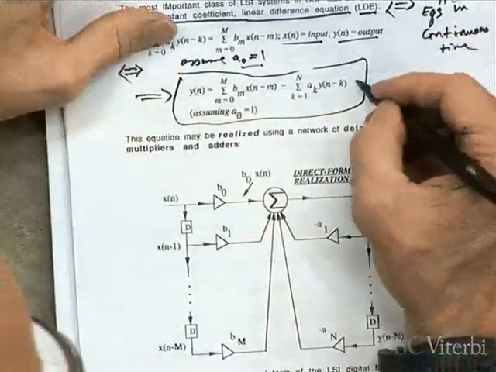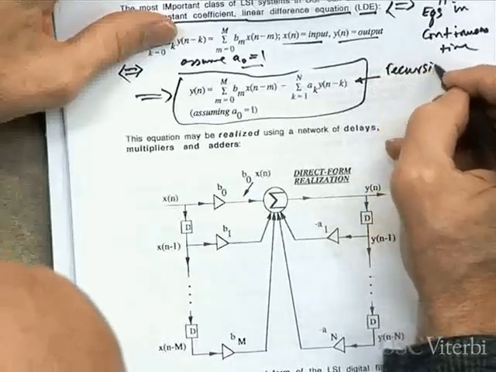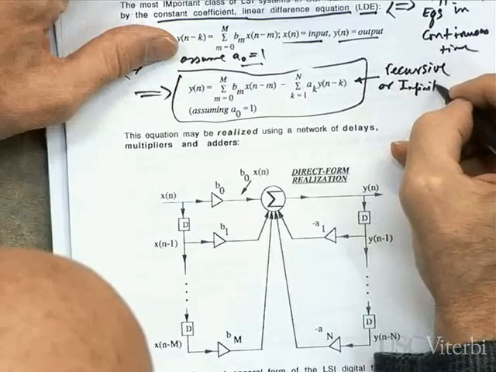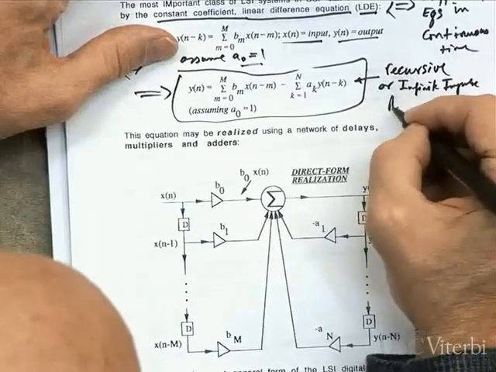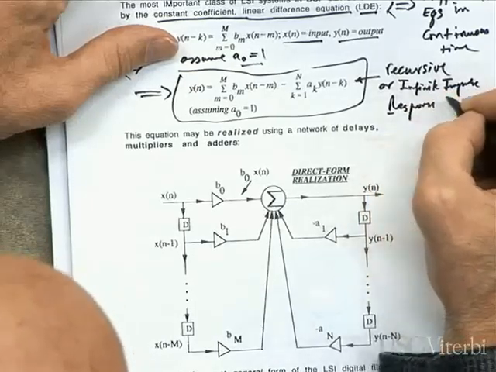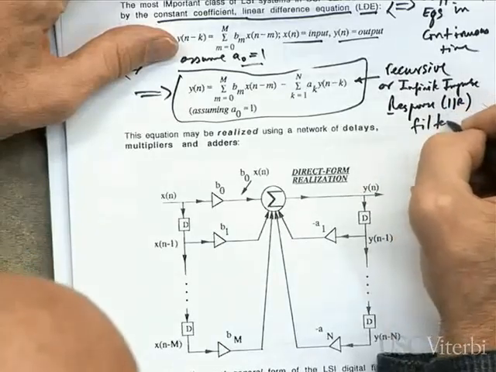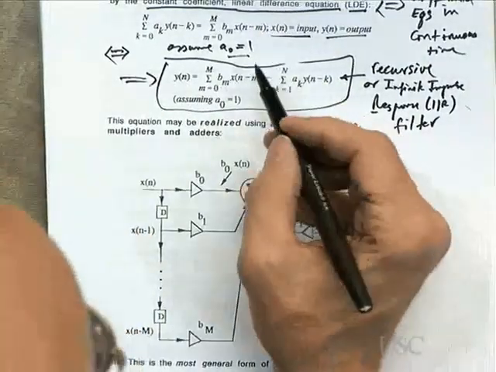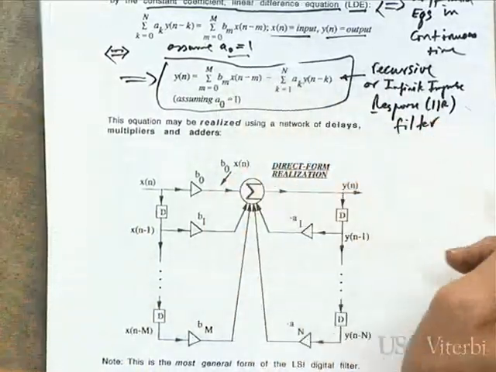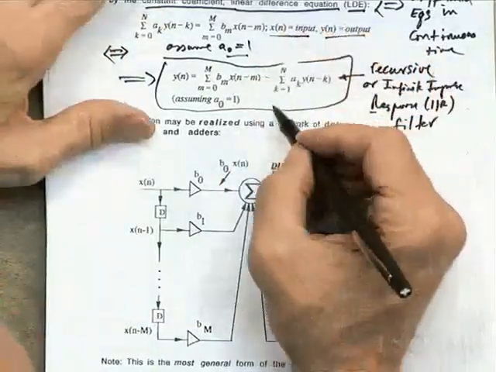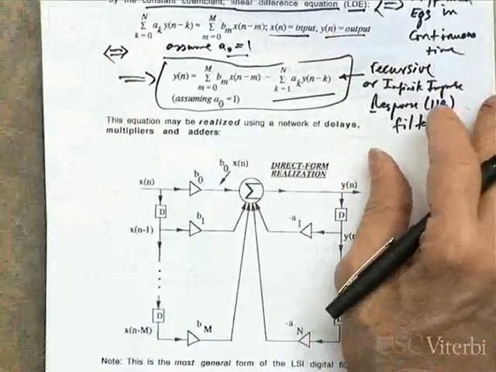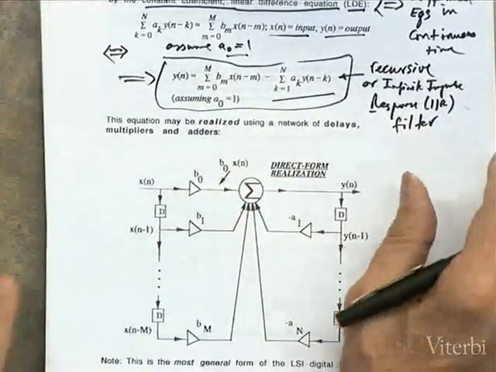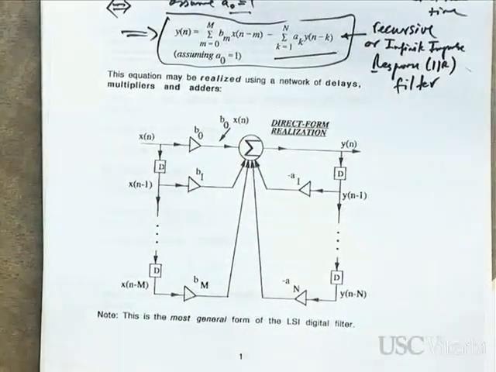This, my friends, defines a recursive filter. This is a form of an IIR, infinite impulse response, filter. This is the most general form. What it says is that every time I want to compute an output, it's a sum of current and past values of the input, plus, or in this case minus, sums of past values of the output. So it's recursive in the sense that the output of the filter at time n is a function of past values of the output. In general, the output feeds back into the filter.